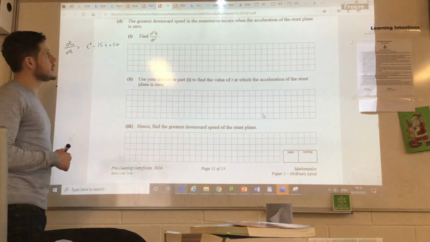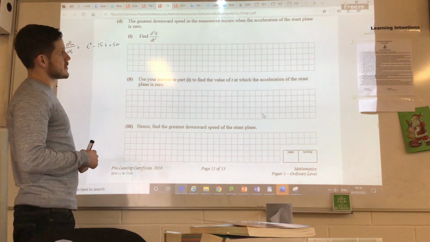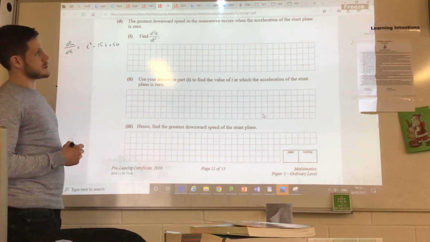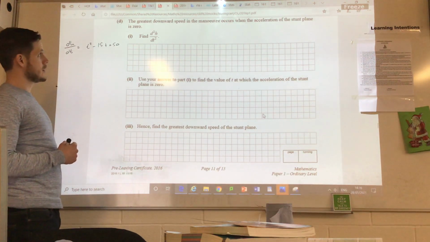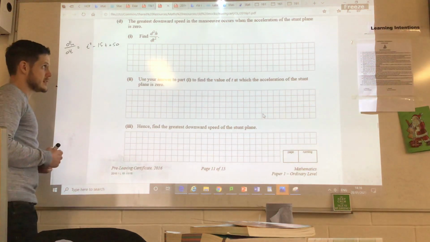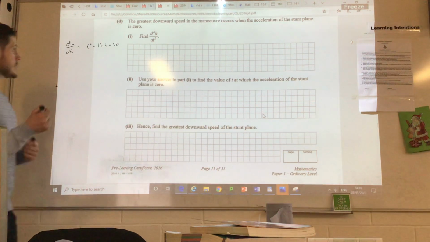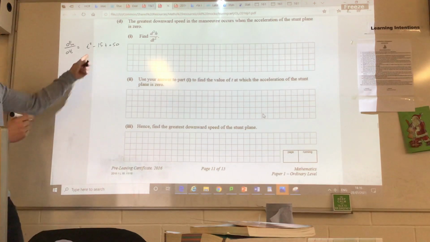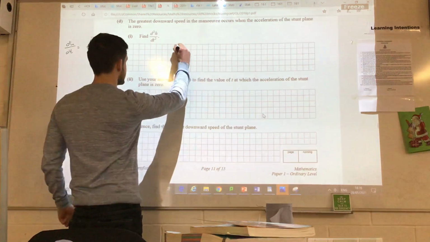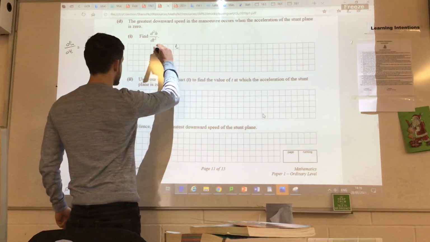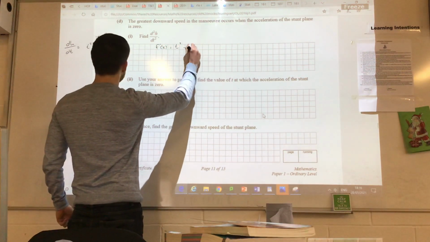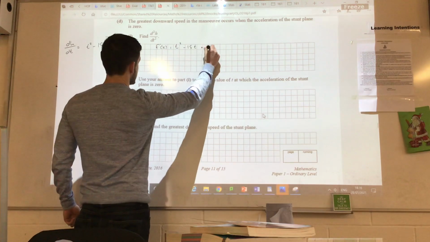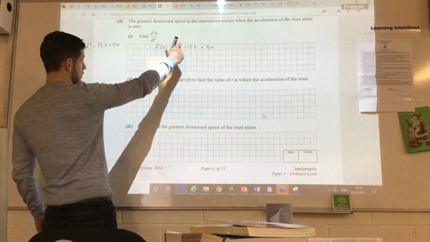It says the greatest downward speed in the maneuver, so this is the stunt plane, occurs when the acceleration of the stunt plane is 0. Find d squared h dt squared, so the second differentiation. That's quite easy. We know what the first one is from the previous part of the question. The first differentiation, or f dash x, was t squared minus 15t plus 50. And we just differentiate with respect to t again.